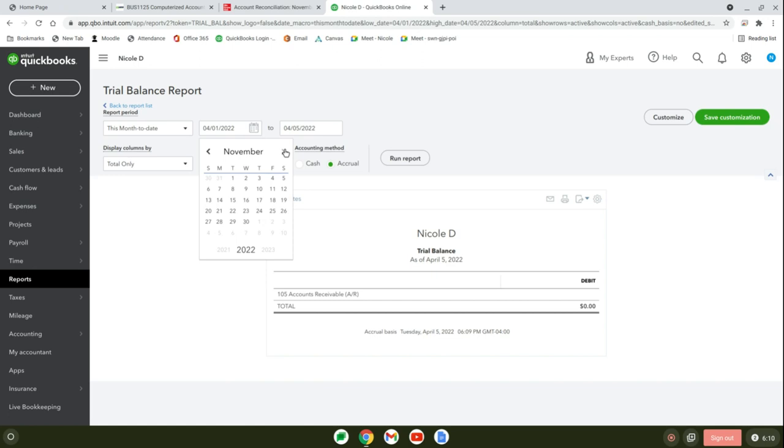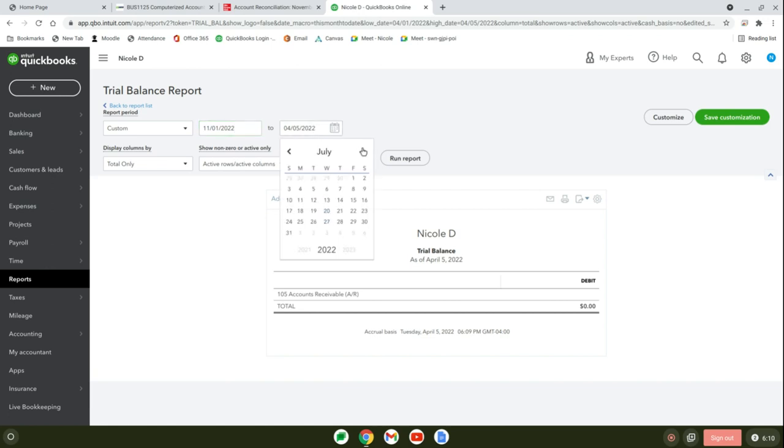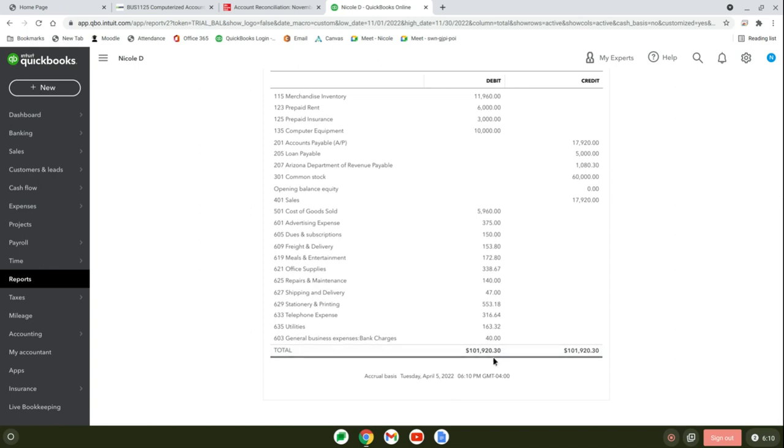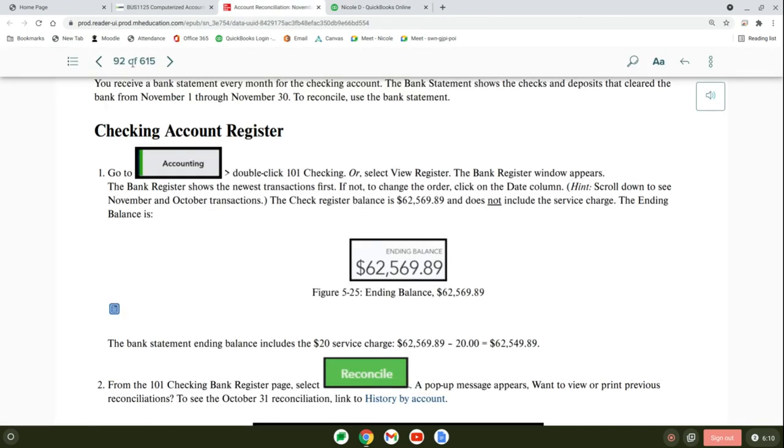Now, for those of you who have the book, if you do have any errors, they do go over the journal, and they have the journal there for you, so you can compare your journal to their journal if there's any errors. It's one of the things I do with my students, to double check and see if we can quickly find what an error might be, if there is any. And I have 101,920.30. So let's look in here when we get to reports.